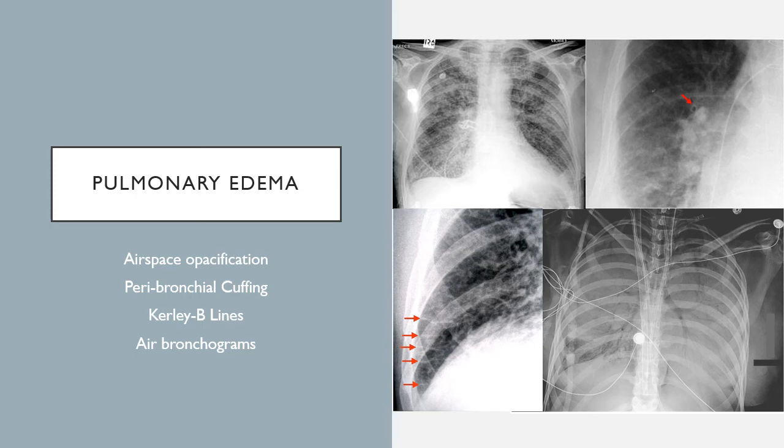Peribronchial cuffing seen in the image on the top right is caused by fluid buildup surrounding airways. This gives the appearance of circular airways that are viewed tangentially on radiograph. This is also known as the donut sign. Kerley B lines are small horizontal lines seen at the periphery of the lungs, seen in the image on the bottom left. Finally, air bronchograms are caused by the patchy, wet, opaque lung tissue surrounding air-filled bronchi seen in the image on the bottom right. This gives the appearance of an outlined airway.